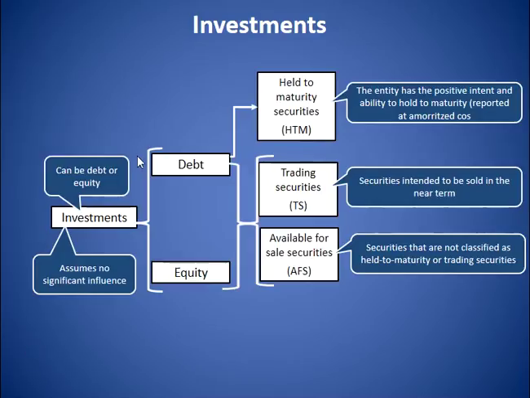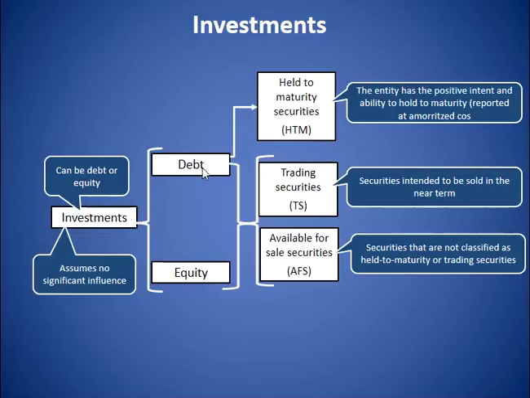Let's first take a look at debt. In debt, we have three different categories. The first one is held to maturity securities, or HTM. In this case, the entity has the positive intent and the ability to hold this security to maturity. In other words, if this entity is really cash starved and is probably going to have to use this security or a combination of this and other securities to make payments later on, they may have the positive intent to hold to maturity, but they're not going to have the ability, so it wouldn't classify as a held to maturity security.